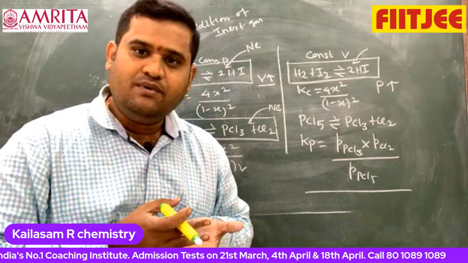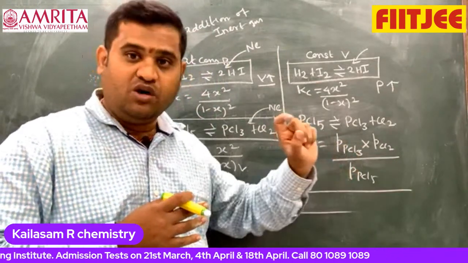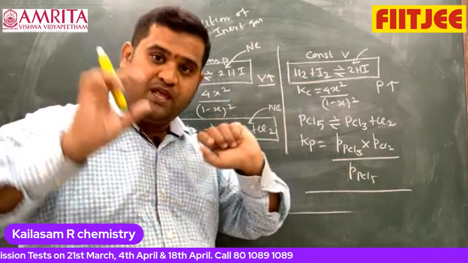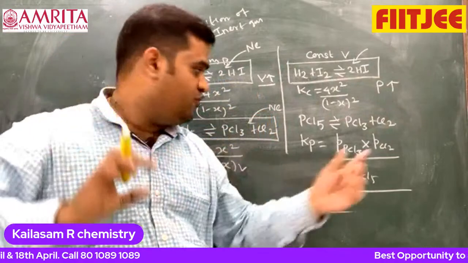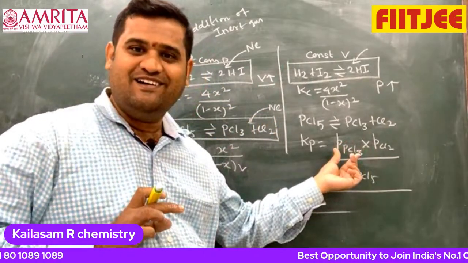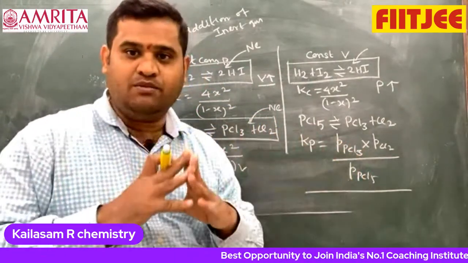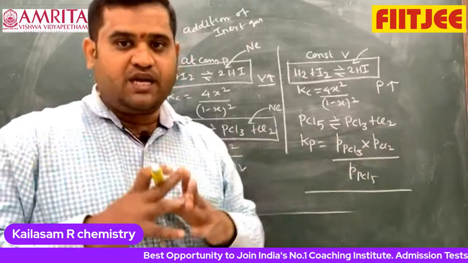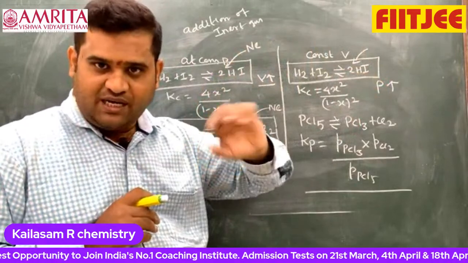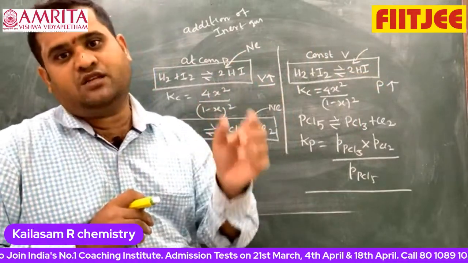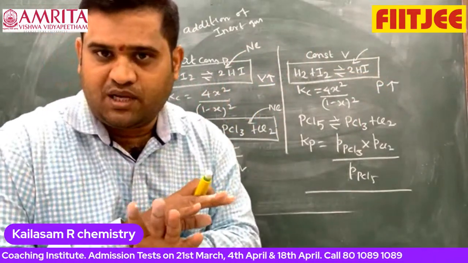You may ask, sir, partial pressure is nothing but mole fraction times total pressure. When I add inert gas, the mole fraction will change and the total pressure will also change, therefore the partial pressure remains the same. Obviously, the equilibrium is not going to be affected. So the addition of inert gas at constant volume, whether delta N equals 0 or delta N is not equal to 0, nothing will happen.